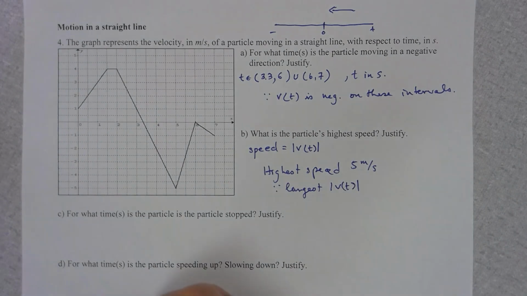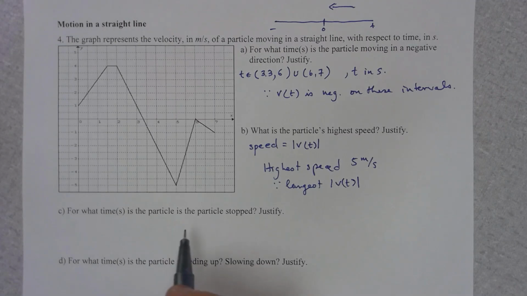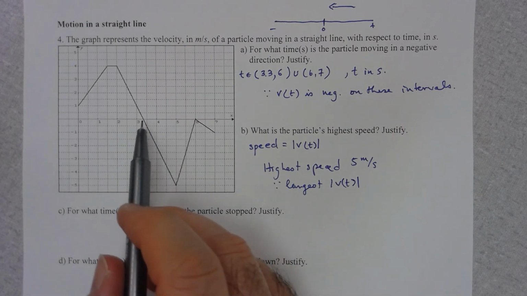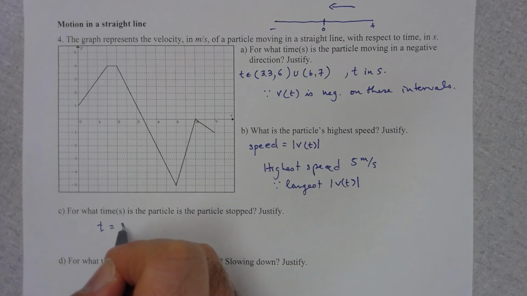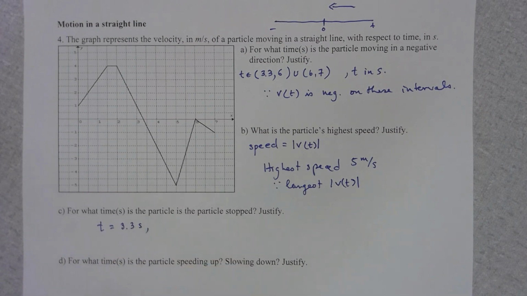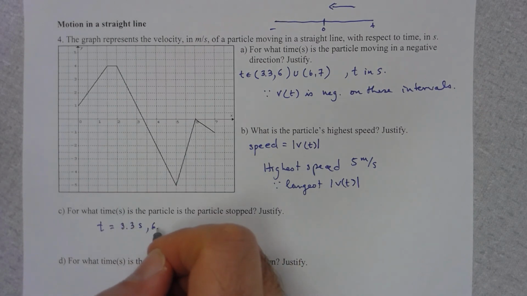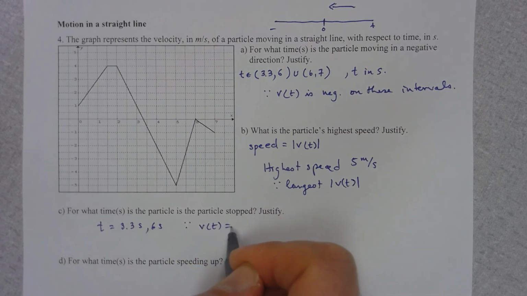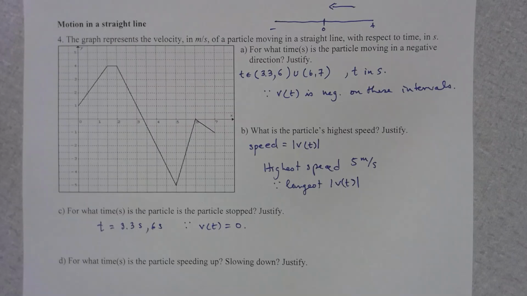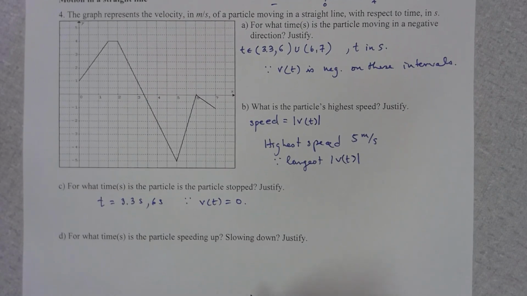All right, let's go to the next one. It says, for what time or times is the particle stopped? You're stopped if your velocity is 0, and we see that that happens at 2 times. It happens at t equals 3.3 seconds, and it also happens at t equals 6 seconds, because v of t, the velocity, is equal to 0 at those points. So there's our justification. Let's move to the next question.